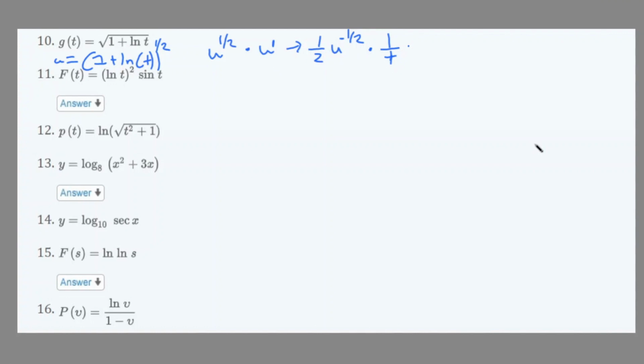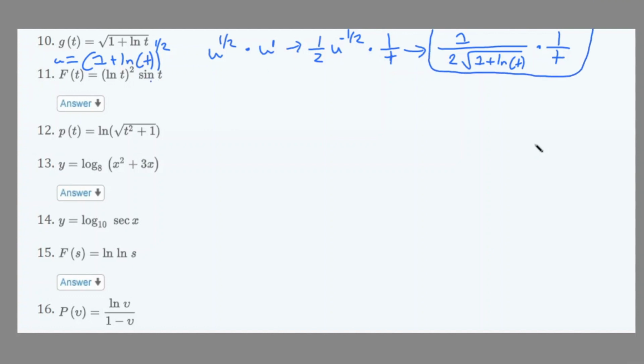And now we need to simplify this. First, we have to plug in for u. So if we plug in for u real quick, we will get 1 over 2 radical 1 plus ln t. And that's going to be multiplied by 1 over t, which you could just put the fractions together. But that would be your derivative for number 10.